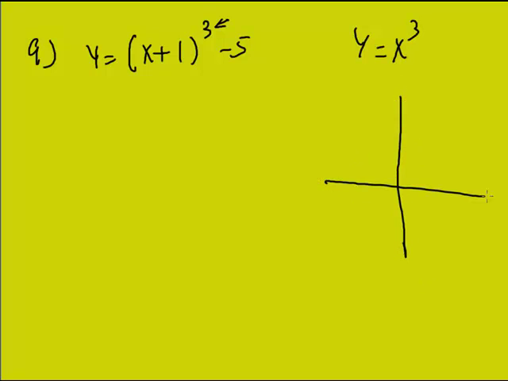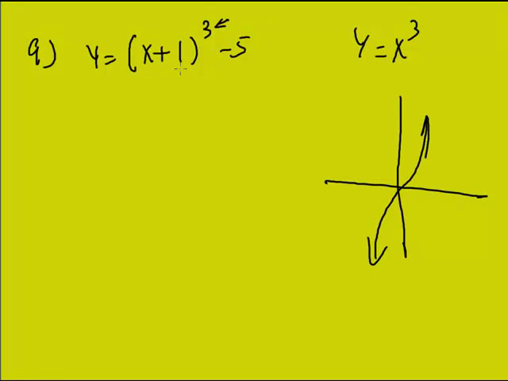Next one is 9, I believe. Y is equal to x plus 1 cubed minus 5. Alright. This is a good chance to review something you learned in Algebra 3-4. This is a cubic function, so you should know what all cubic functions look like. For example, you should know by now what that one looks like. That's the function that looks like that.